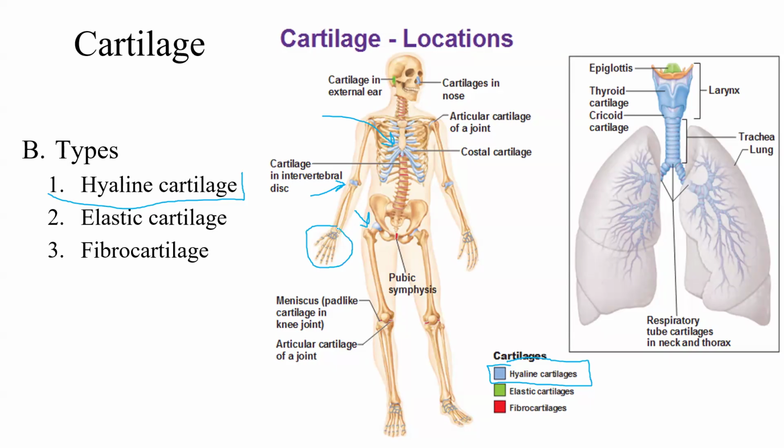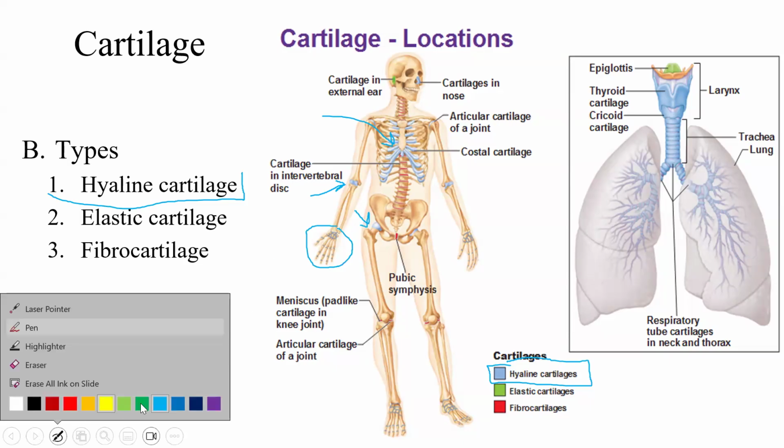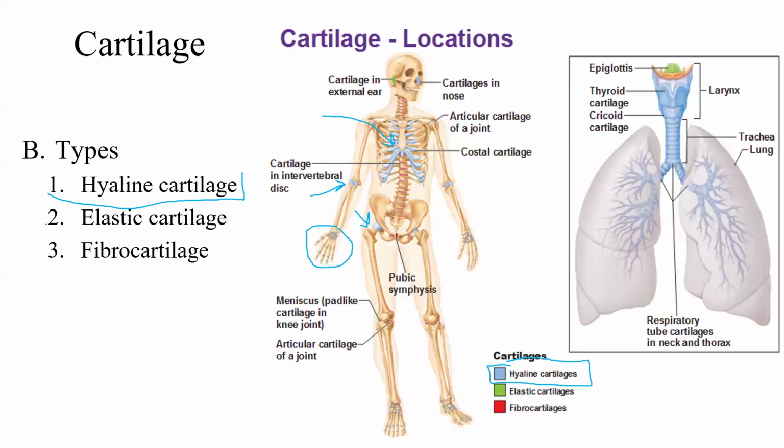Our hands aren't getting massive, massive compression like our knees and our back or vertebral column are, right? We have different cartilage in those areas. A really rare one in this particular case, good old elastic cartilage, and it shows up in green on here, so I'm trying to keep with that.